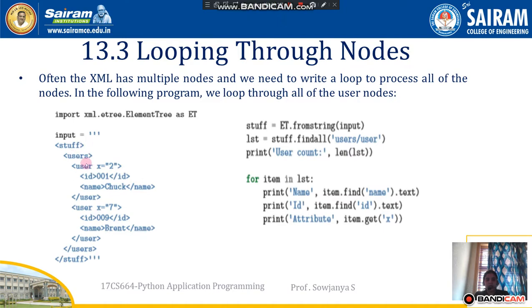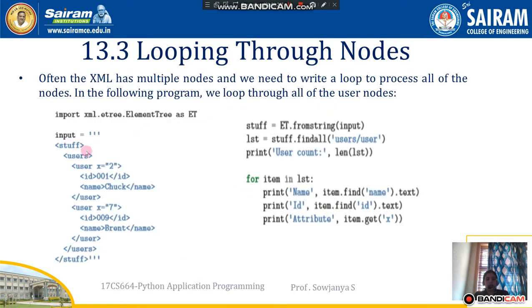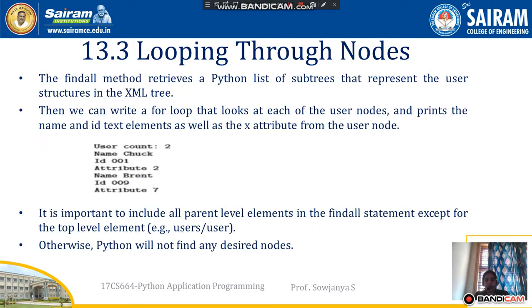You can see the parent elements, users, and then user. For stuff, the parent level, we have the child level elements, that is users and then user, so all the elements are included here. Otherwise, if you are not including such elements, then Python will not find any desired nodes. That's how we can loop through the nodes.